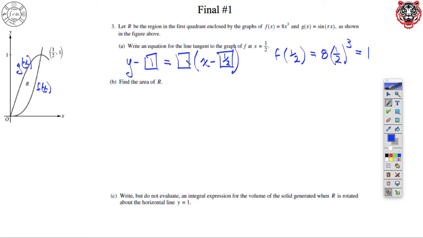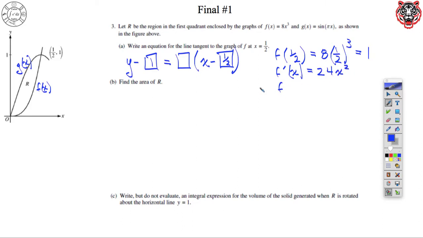All right, so far so good. Now we need to find this thing. This is the slope, so this is f prime at 1/2. I need to first find f prime of x, and then I'm going to plug in 1/2 into that. So f prime of x, I'm going to move down the 3, so that's going to be 24x squared, and now I need to plug in 1/2.